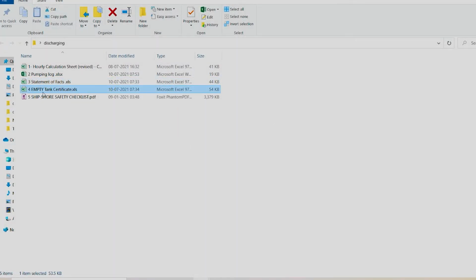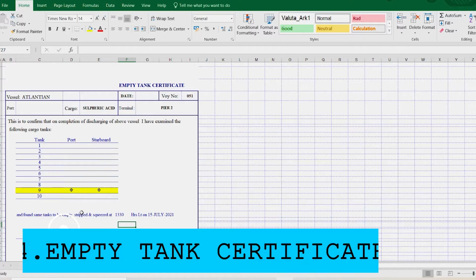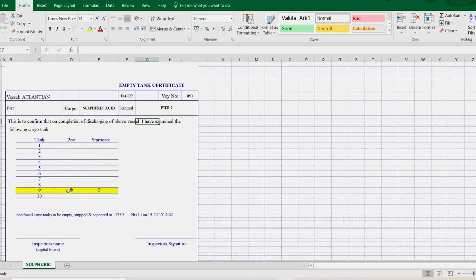And thereafter we also have this empty tank certificate. This certificate is only filled after discharging. So basically this is filled by the chief officer, but if you want to learn the job, so this checklist is filled. This checklist is signed by the surveyor. What it says is that we have discharged this tank completely and it is empty. So basically for that we have this certificate.